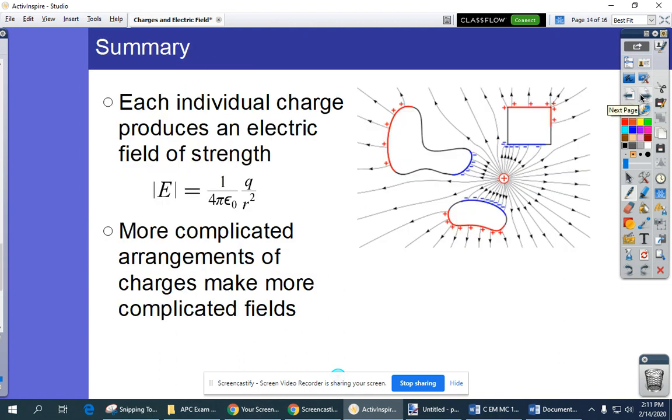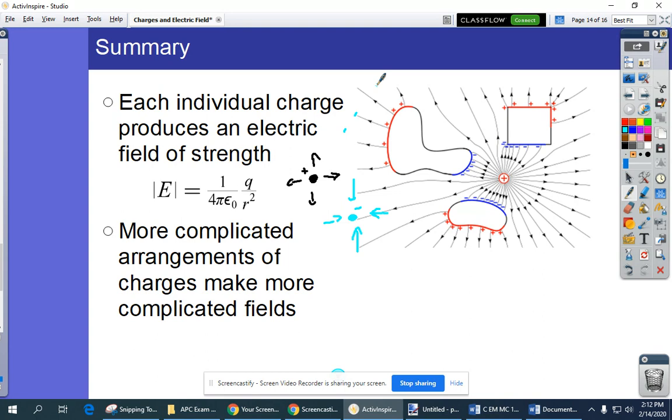So to summarize, each individual charge produces an electric field with this strength, right? So if I have one charge sitting in space, I know that its electric field, which points outward if it's a positive charge, and inward if it's a negative charge, has a strength of 1 over 4 pi epsilon naught q over r squared. So the further away I go from the charge, the weaker and weaker its individual electric field gets.